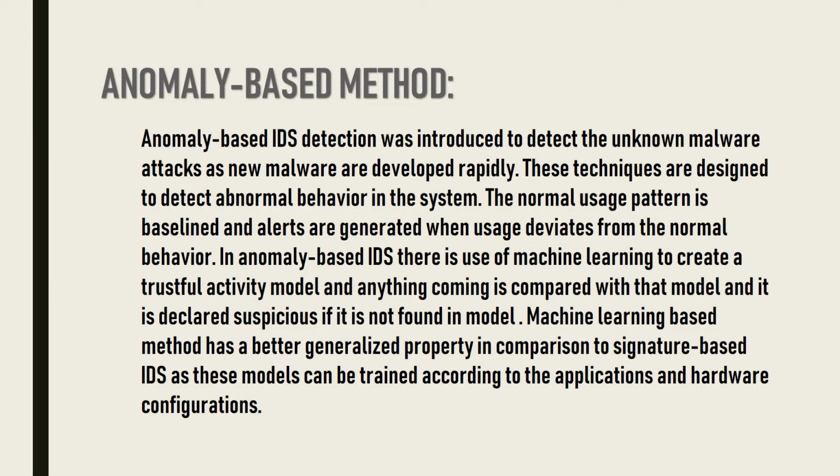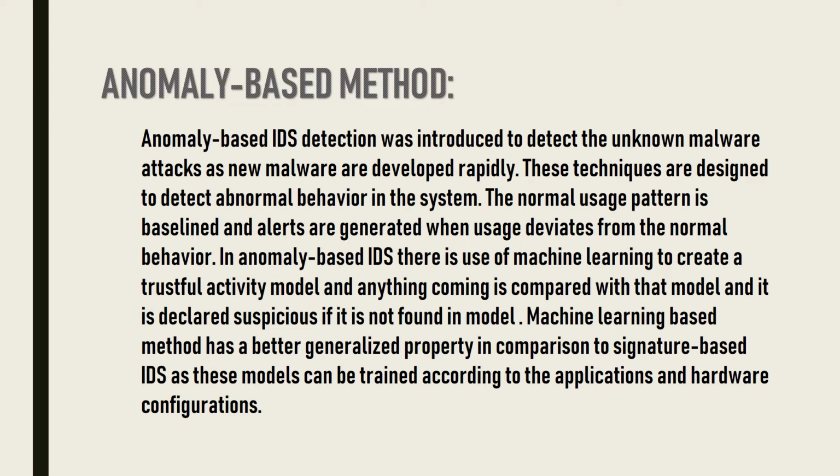Let's move to the second type, which is the anomaly based method. Anomaly based IDS detection is used to detect unknown malware attacks, as new malware is developed rapidly. These techniques are designed to detect abnormal behavior in the system. The normal usage pattern is baselined and alerts are generated when usage deviates from normal behavior.